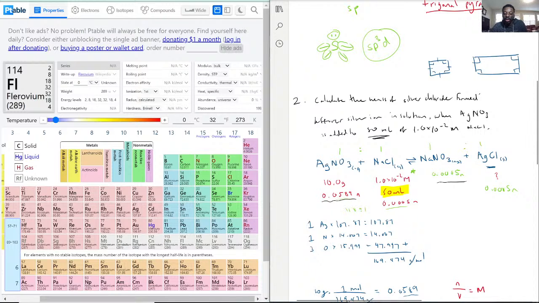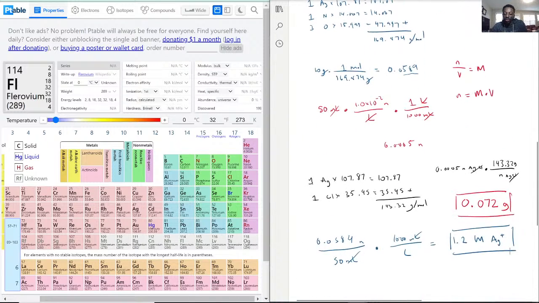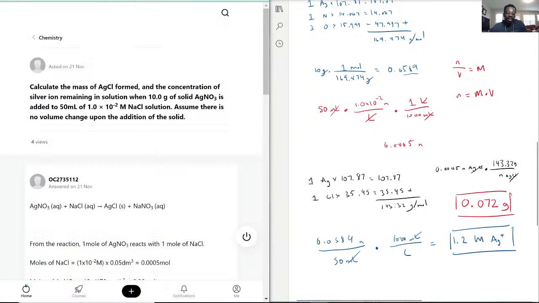So with that being said, we know that the mass produced is 0.072 grams of silver chloride, and we have a whole 1.2 molarity of the silver ions left.